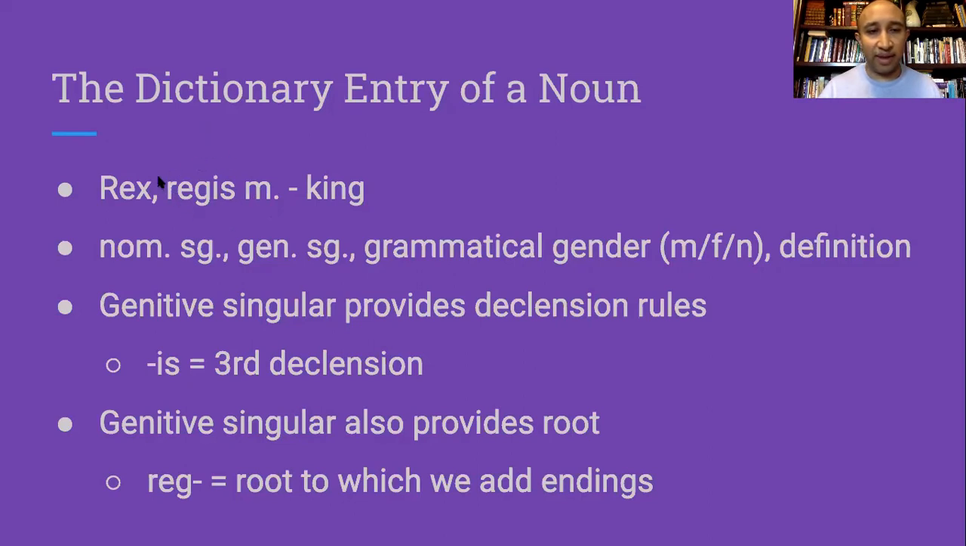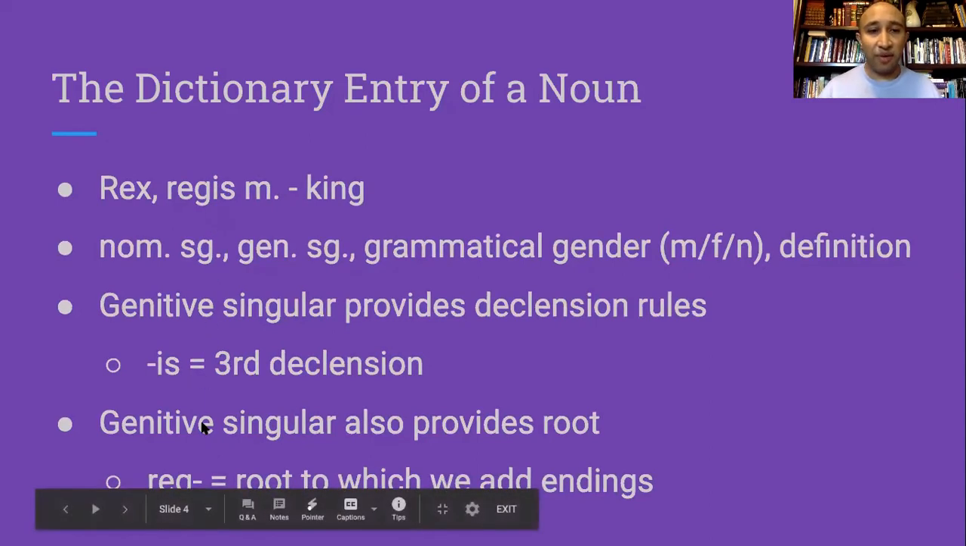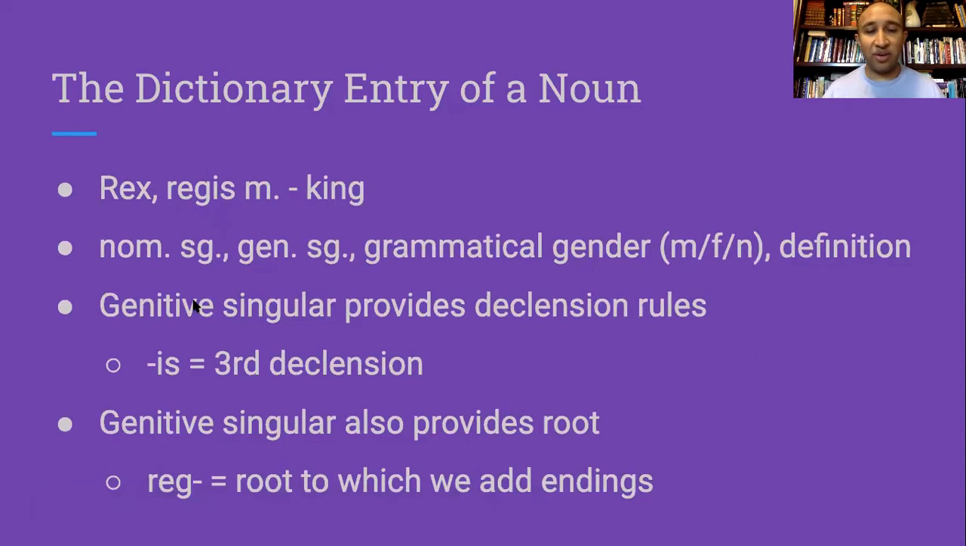Okay, and when you see this, what I want you to focus in on is the genitive singular, the second entry, regis. Okay, so regis is going to tell us two really important things. First, it's going to tell us the declension rules that this word follows. So here we see this is -is ending, and what that tells us is that it is going to be declined using the rules of the third declension. We'll talk about what that means in a second. Okay. Now, the reg, okay, so when we take away the -is, the ending from the third declension, that tells us the root that we are going to add endings to in order to form other combinations of number and case, okay?